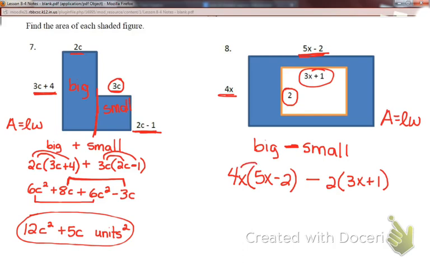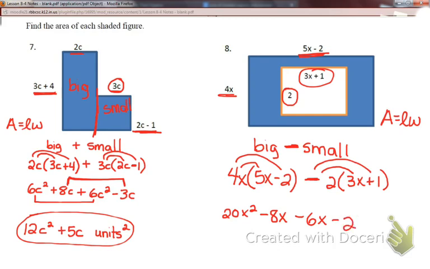So 4x times 5x is 20x squared. 4x times a minus 2, it would be a minus 8x. And then be careful with your second set of distributing. This is a minus 2, so negative 2 times 3x would be a negative 6x. And then negative 2 times positive 1 would be a minus 2.